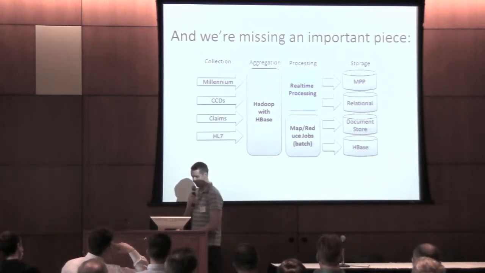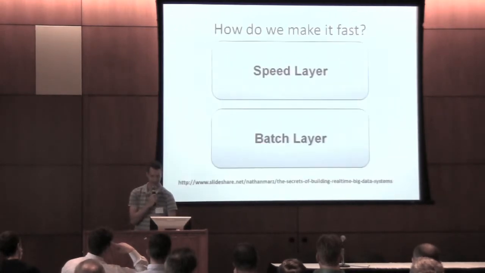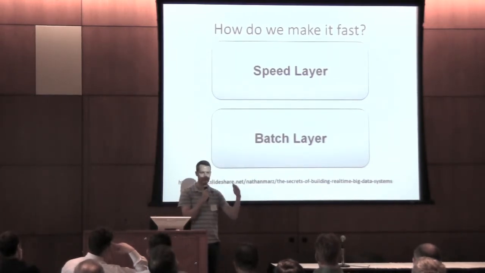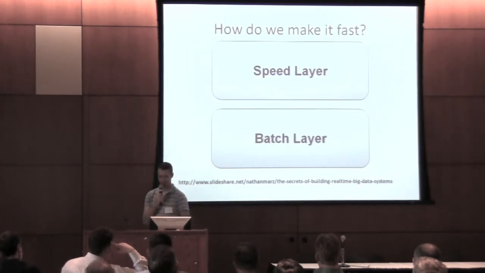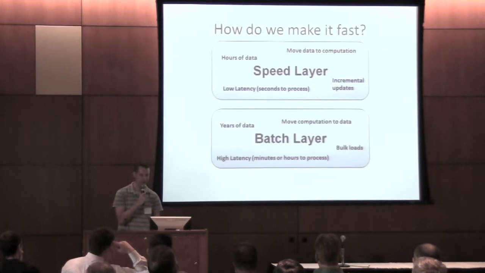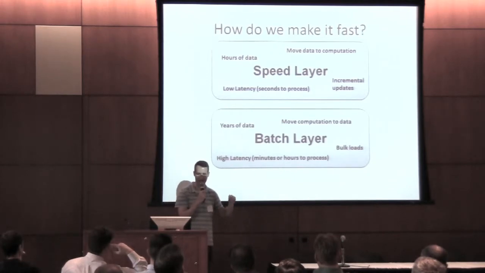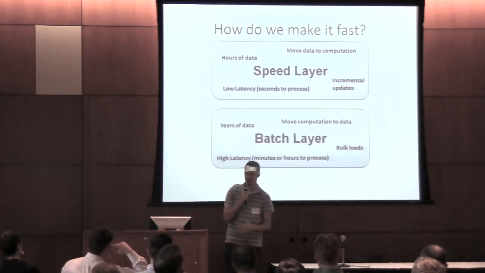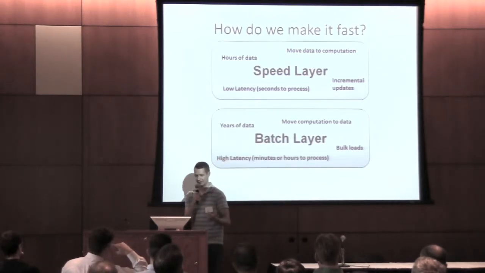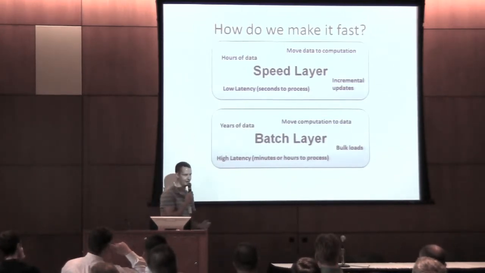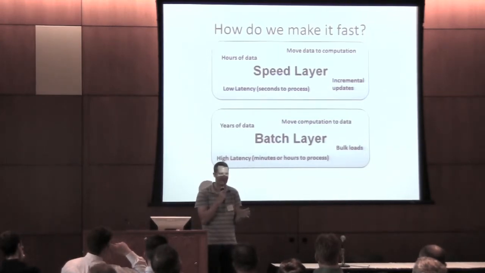This gets to a model that the author of Storm came up with for thinking about it. What if Hadoop is great as our batch layer, but we really need a speed layer because MapReduce isn't going to handle these real-time incremental updates in the system? The speed layer has a lot of different properties that complement this batch layer. Hadoop is great for dealing with many years of data, many billions of records. We move computation to the data because the data is too big to move. It supports bulk loads. But it's not very good at what we call the speed layer, which deals with minutes or hours or at most days of data.